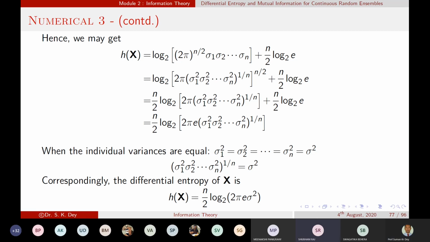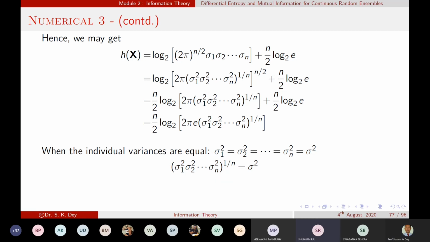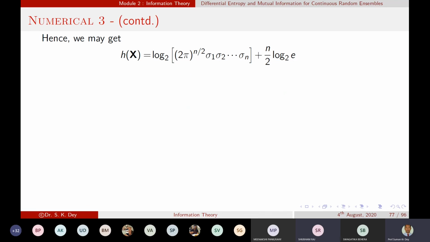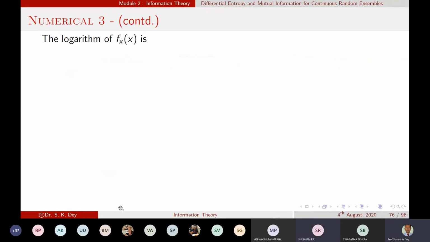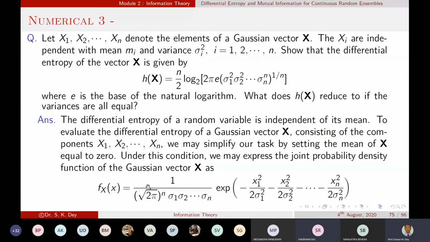So do we need to remember the expression of f of x? Small f of x. That means the probability density function of this one. This f of x, first one, you basically have to remember, because a simple thing is: what should be the probability density function for a single random variable? What is the probability density function for a single variable? Gaussian.